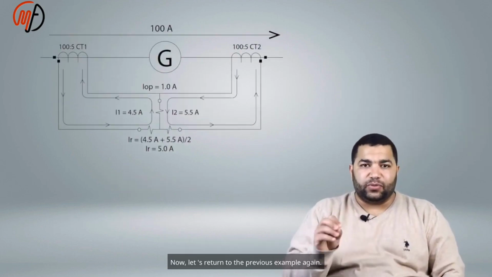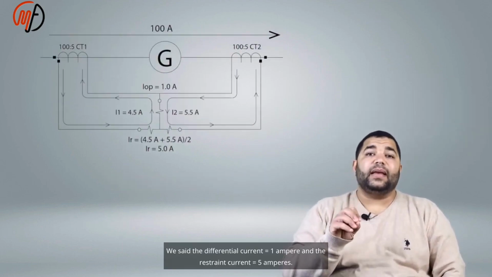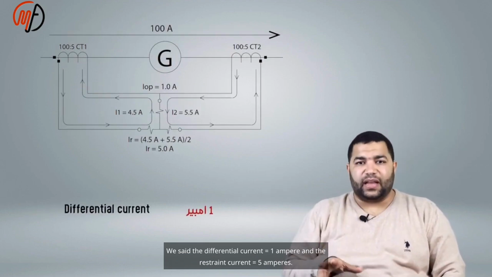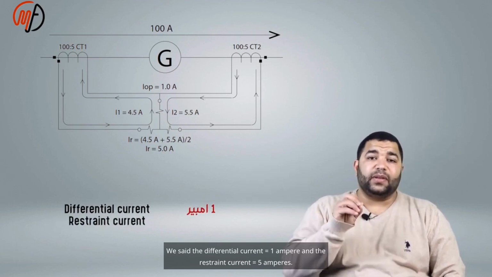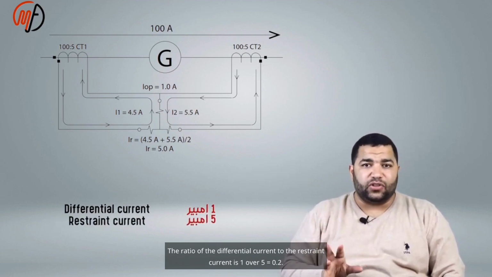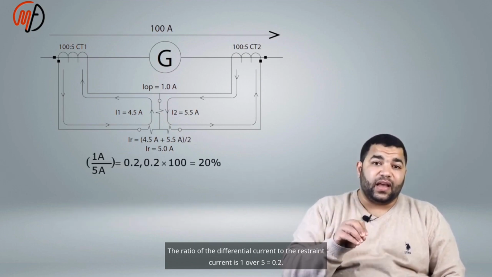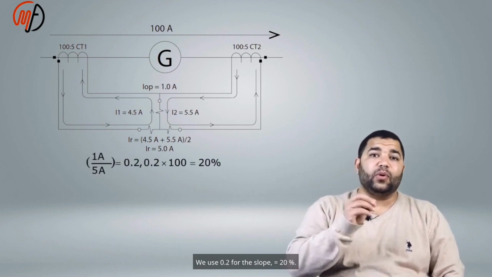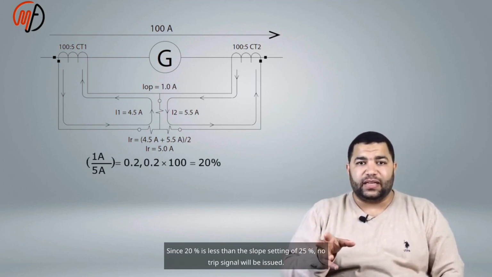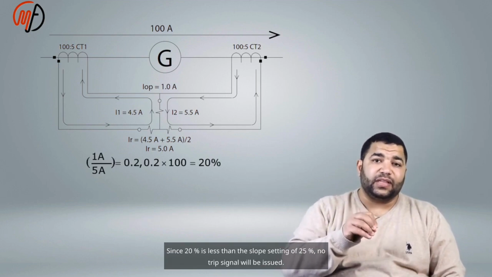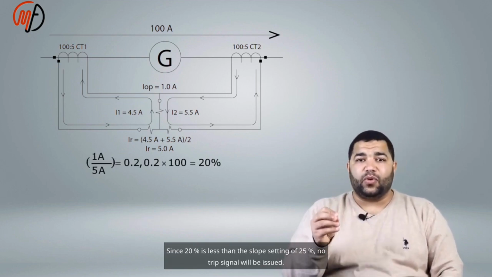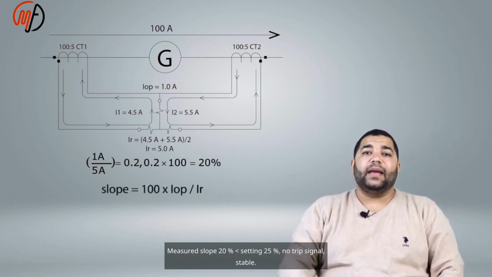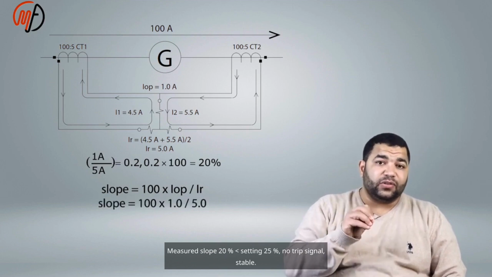Now let's return to the previous example again. We said the differential current is 1 ampere, and the restraint current is 5 amperes. The ratio of the differential current to the restraint current is 1 over 5, which is 0.2. We use 0.2 for the slope, which is 20%. Since 20% is less than the slope setting of 25%, no trip signal will be issued. Measured slope 20%, setting 25%, no trip signal, stable.